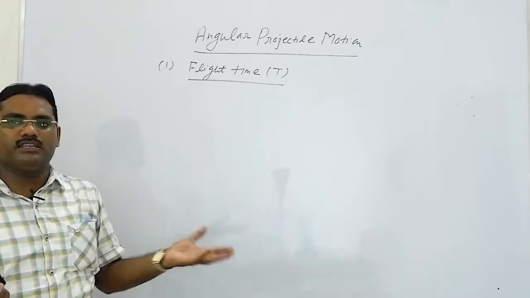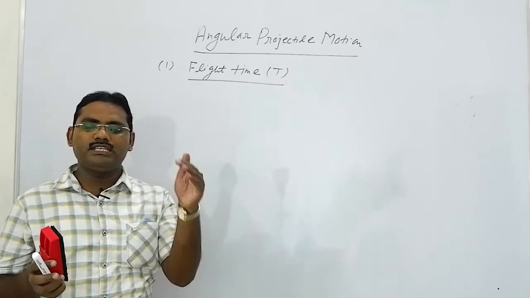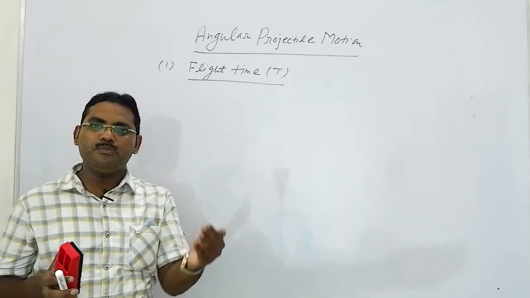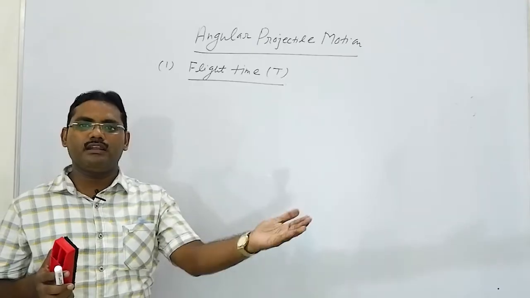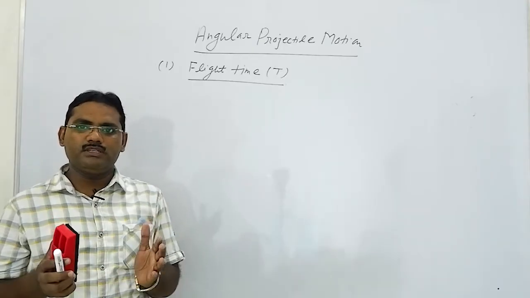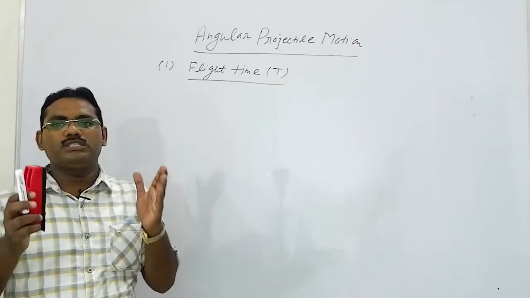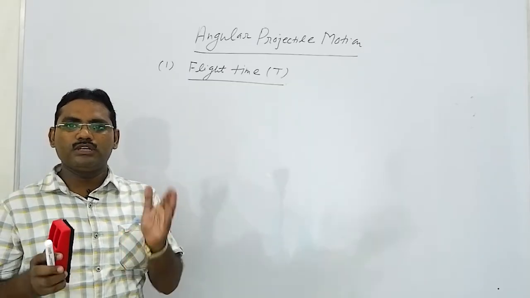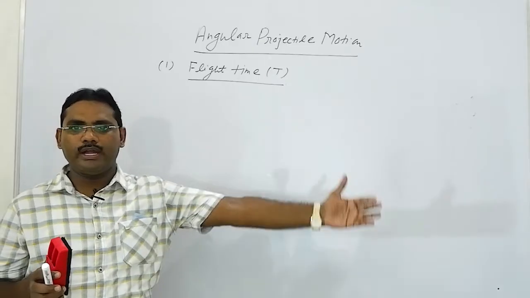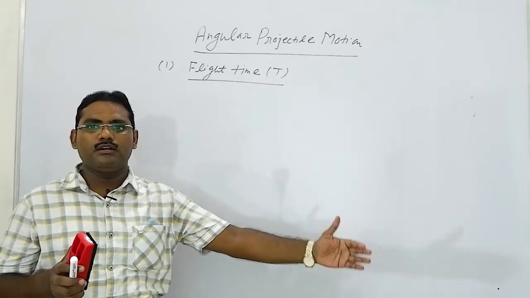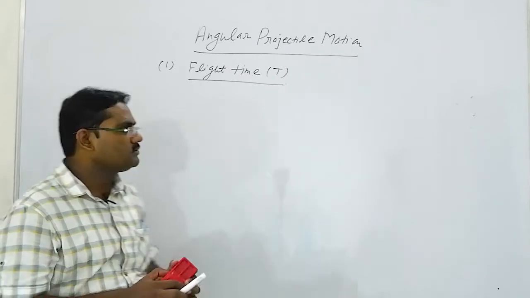What is the flight time? Flight time is the time for which any projected body remains in the air. That means the total time taken by the projectile to go from the projected point to the point where the projectile falls on the ground, like this.